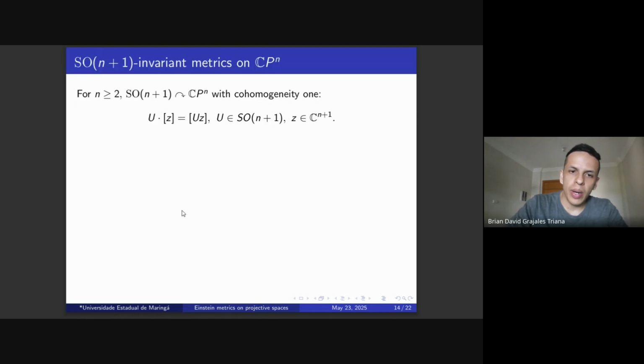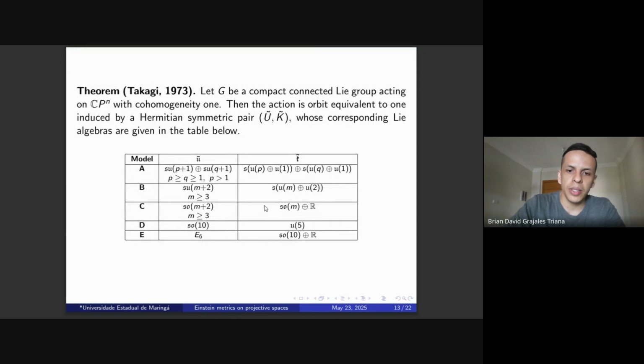This action is equivalent to, for example, this action. This is an example of the model C. You have the special orthogonal group of dimension n+1 acting on CP^n with cohomogeneity 1. So the action is the natural one. You have an (n+1)×(n+1) square matrix, and the action on the class of an element would be the class of the matrix times the vector. You have the class of a vector in C^(n+1). So this natural action is an example of a model C action.